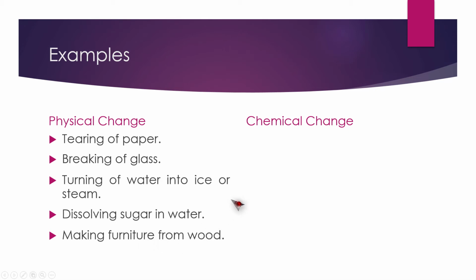On the other hand, if we discuss some examples of chemical changes, turning milk into the curd. Now milk is a different substance than the curd. That's why it is a chemical change. Rusting of iron is also a chemical change because rust is not iron. It's a compound of iron but not iron. So rust is a new substance. That's why it is a chemical change.